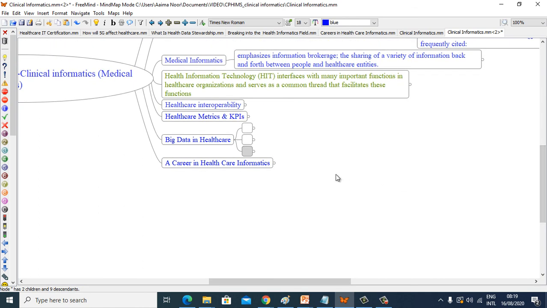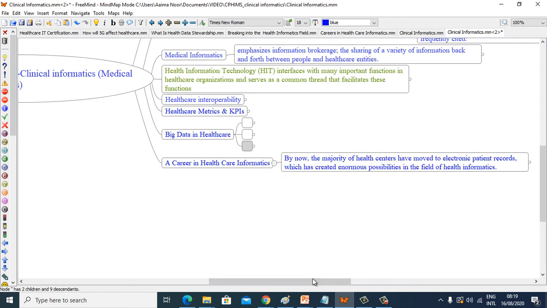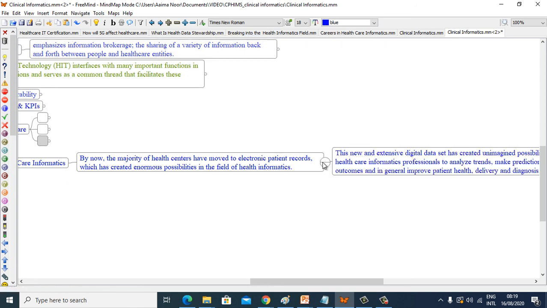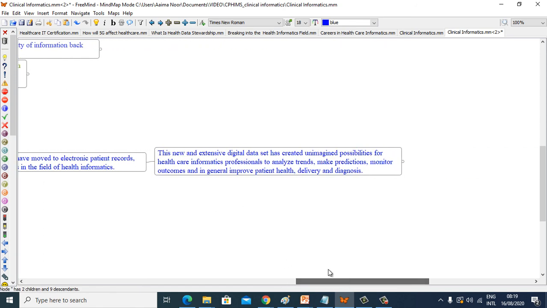Now let's explore the last topic, that is careers in healthcare informatics. By now, the majority of healthcare centers have moved to electronic patient records, which has created enormous possibilities in the field of health informatics. This new and extensive digital data set has created unimagined possibilities for healthcare informatics professionals to analyze trends, make predictions, monitor outcomes, and in general improve patient health, delivery, and diagnosis.